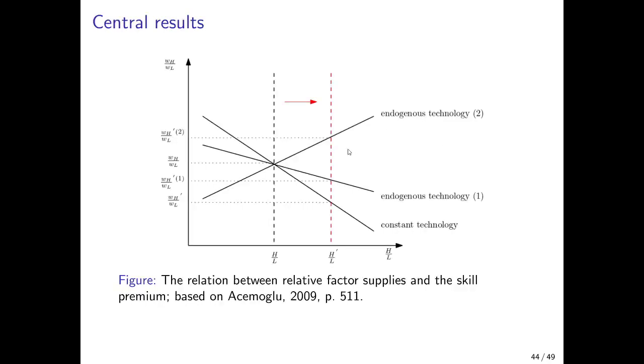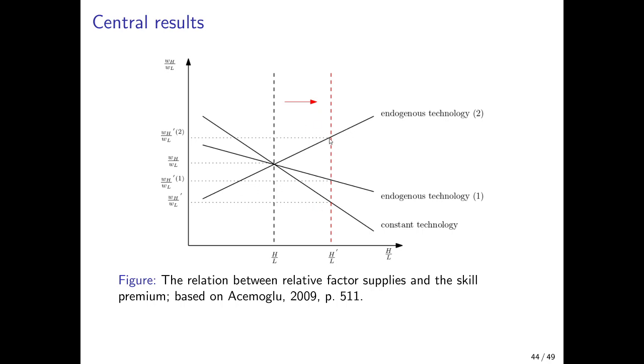However, only in case of a strong equilibrium bias would the long run labor demand curve be upward sloping. So that would be endogenous technology 2 here, which would be the case for a strong induced technological progress. It is biased strongly in favor of high-skilled workers, and for a high elasticity of substitution.